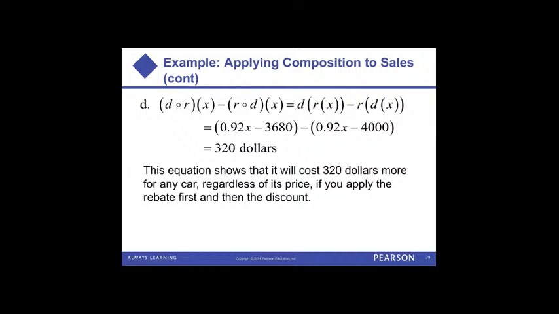So what this means is that if we apply the rebate first versus applying the dealer discount first, it's going to cost us $320 more per car, right? The equation shows that it'll cost $320 more for any car, regardless of the price, if we apply the rebate first and then the discount, right? So it sounds like it'd be more favorable to us to do the dealer discount first and then do the rebate, right?